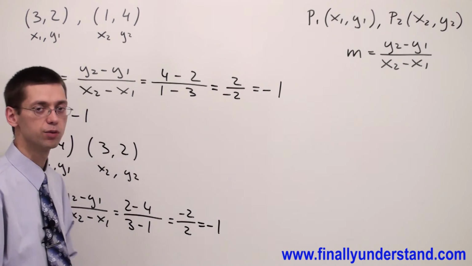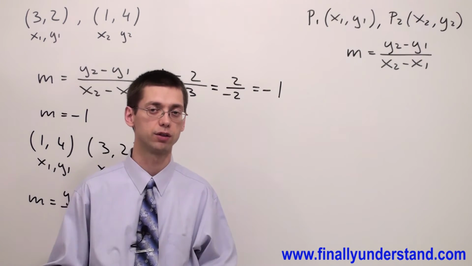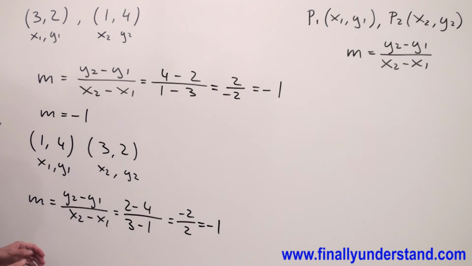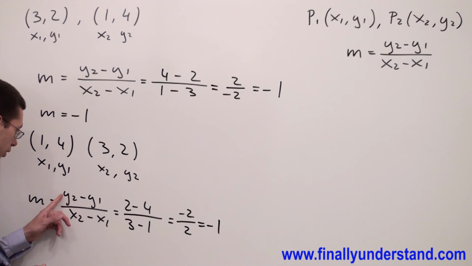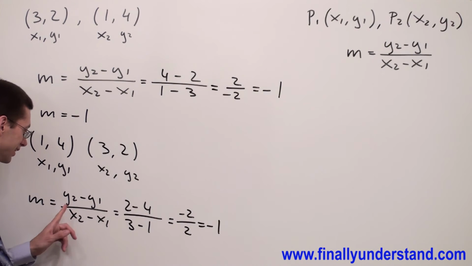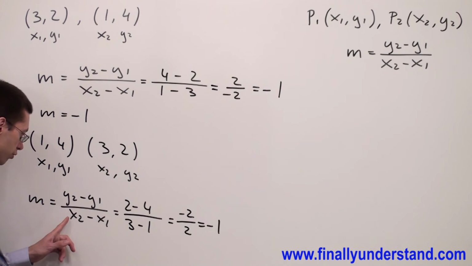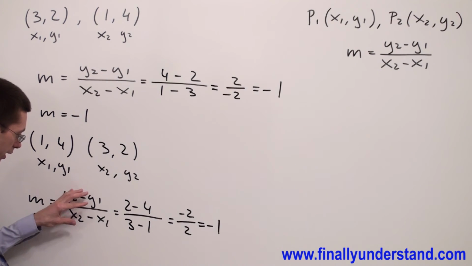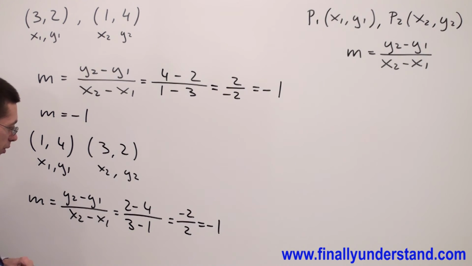As you can see, it doesn't matter which point you are going to set as point 1 or point 2. The most important thing is to remember that if you subtract y1 from y2 in the numerator, in the denominator you're supposed to subtract x1 from x2. And this is the most important part which you must remember.